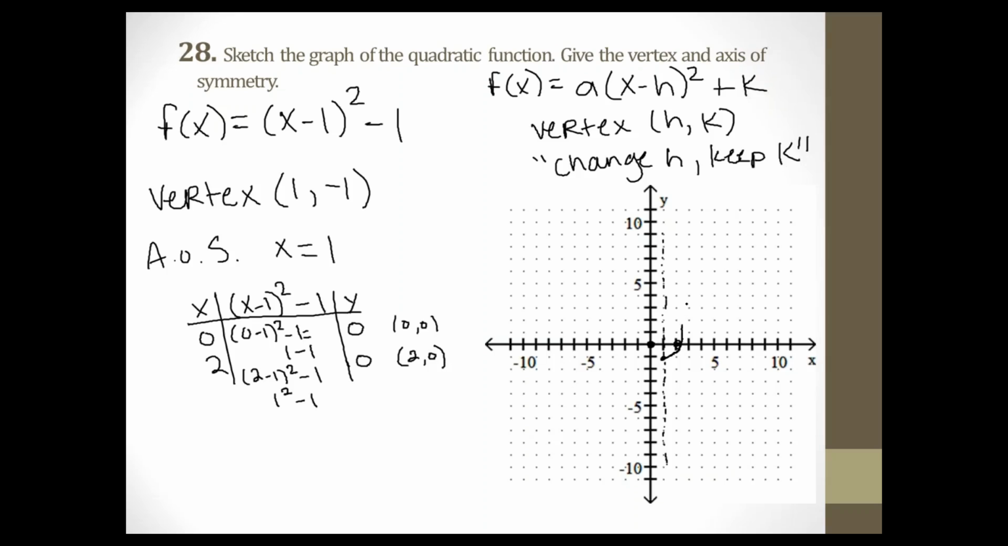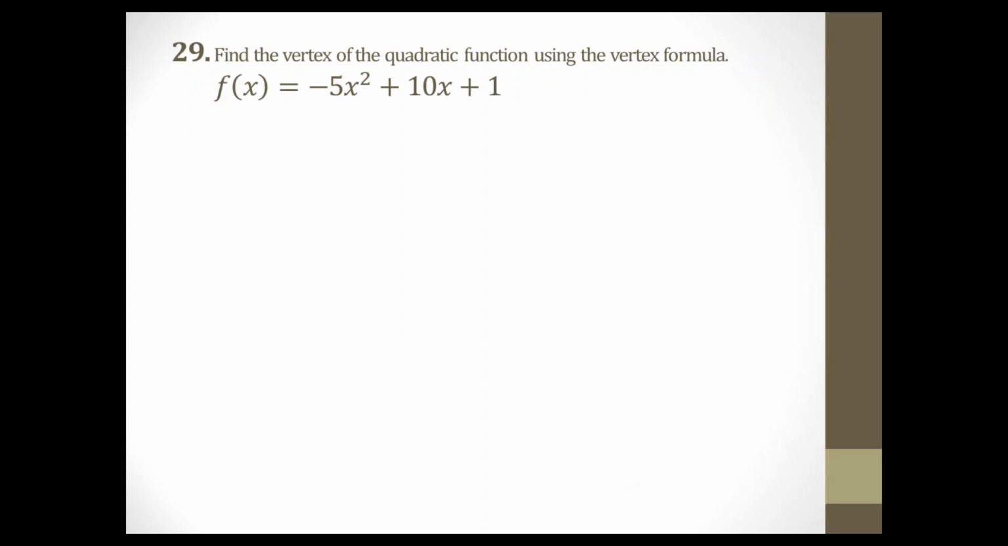So I can sketch my graph, and you can always get more points by choosing more x values and plugging them into your table to get other values. All right, let's look at 29.